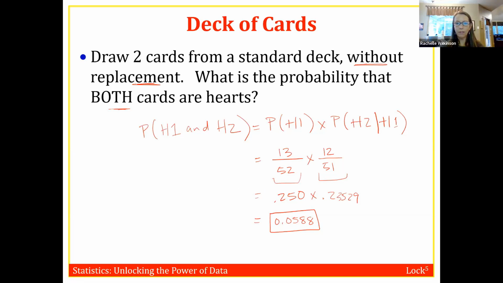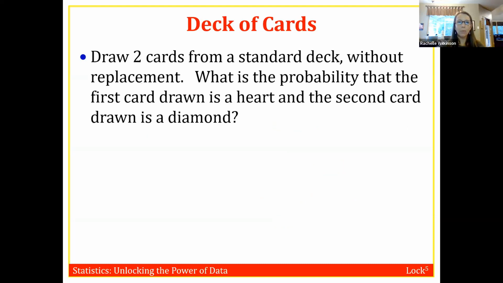All right, so let's look at another one. We're still going to be drawing from the deck here. This time we want to know the probability that the first card drawn is a heart and the second card drawn is a diamond. So this is still a multiplicative rule that we're going to use because we have "and" here, and these events are still not independent. So that probability is going to be the probability of a heart the first time times the probability of a diamond the second draw, given that we got a heart the first time.